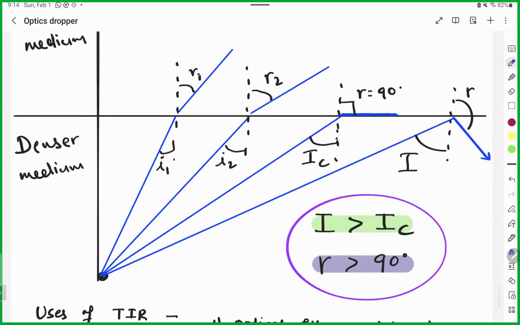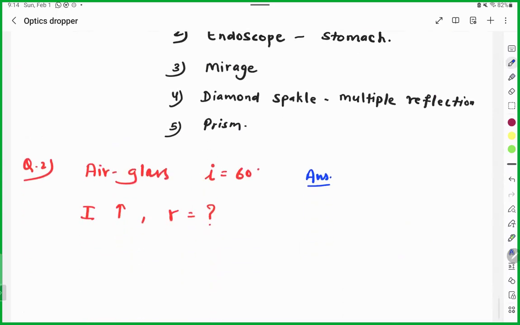See, every time here you can see your R2 is increasing. Here it became 90 degrees, and in the last diagram it is getting more than 90 degrees. So R is also increasing. Your R increases as your angle of incidence increases. Done. So this is pure observation. We did this. Got it?